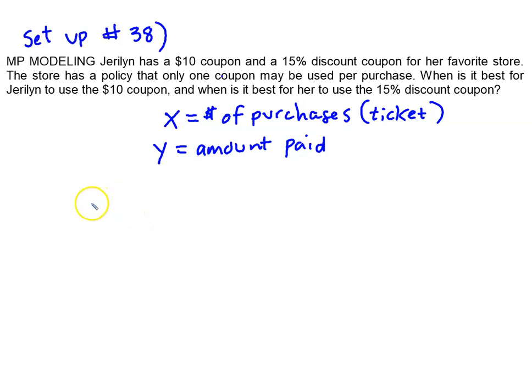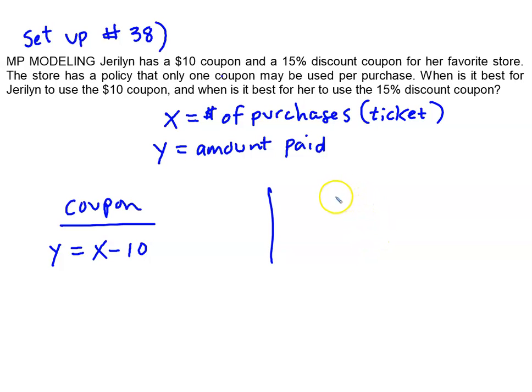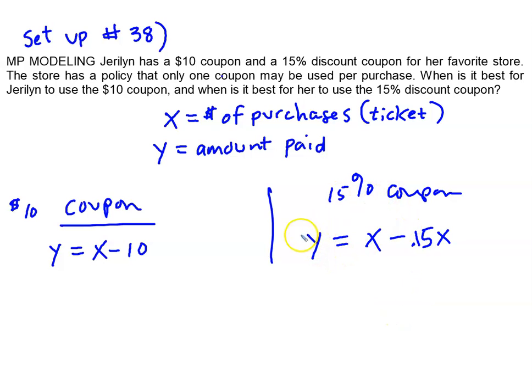Okay, so the $10 coupon would be like this. We would say she's going to pay the amount of the ticket price, but she's going to get $10 off of that. So there's one equation to represent using the coupon. Okay, for the 15%, she's going to pay that original amount of the ticket, but at the register, she's going to get to deduct 15% of whatever that ticket price or the sum of the tickets were. So we could bring this down to 0.85x because those are like terms.